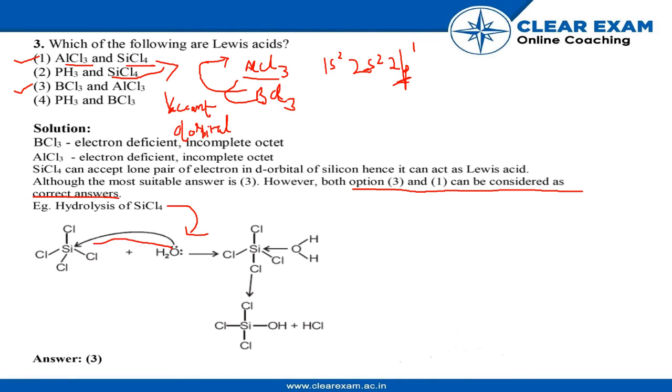Here is the reason why silicon is electron deficient, because it can take one lone pair from here to here. That's why it's electron deficient, and electron deficients are Lewis acid. Hence option 1 and 3 are correct.